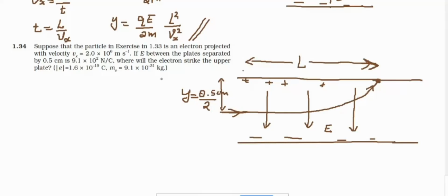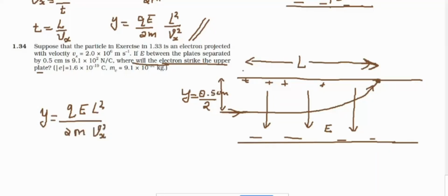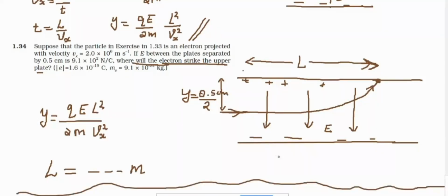Now you are asked to calculate where the electron will strike the upper plate. That means L you have to calculate. So use the formula in the previous question. Y is equal to qE L square divided by 2m Vx square. Value of y is 0.25 centimeter. Cross multiply the equation and find the value of L. So these are the exercise questions of the chapter.